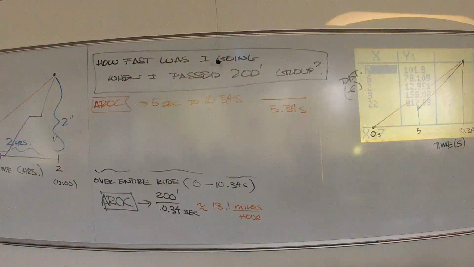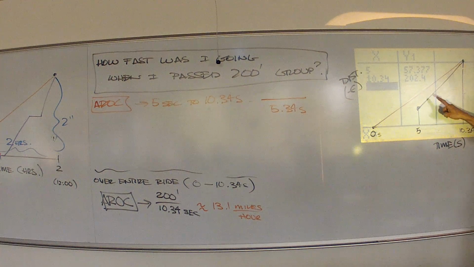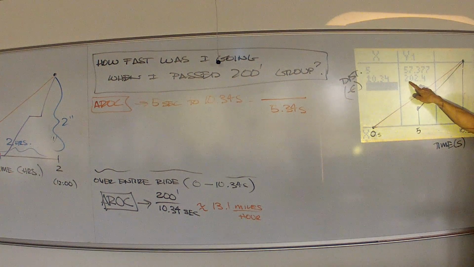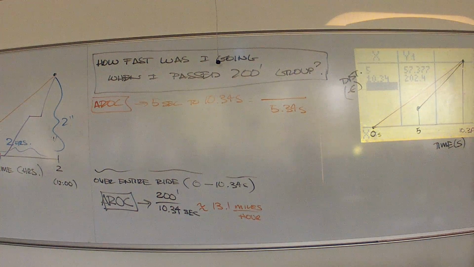There's your Y1 right there. I just hit second graph. Now you might not have the same numbers I do. Do you guys look like that? Just blank? If they don't, just keep hitting delete, and the numbers will go away until they're blank. So now I can type in 5 and 10.34, and at 5 seconds, I was at 57.377 feet, and at 10.34 seconds, I was at 202.4 feet.